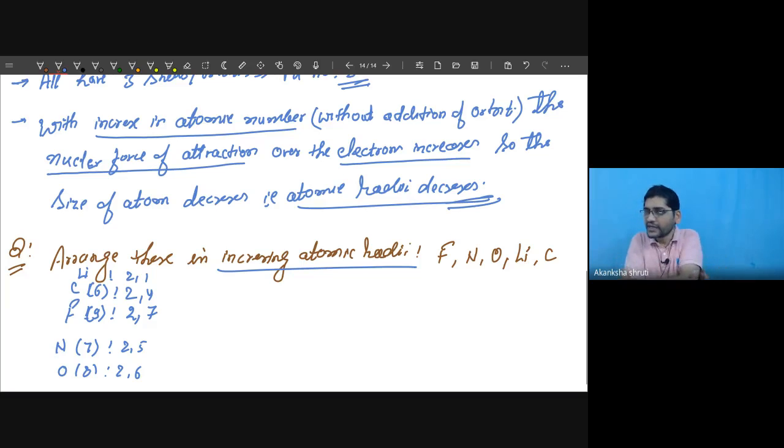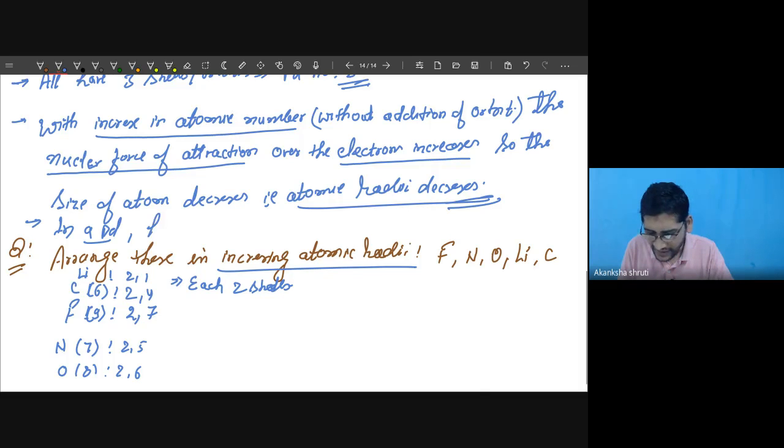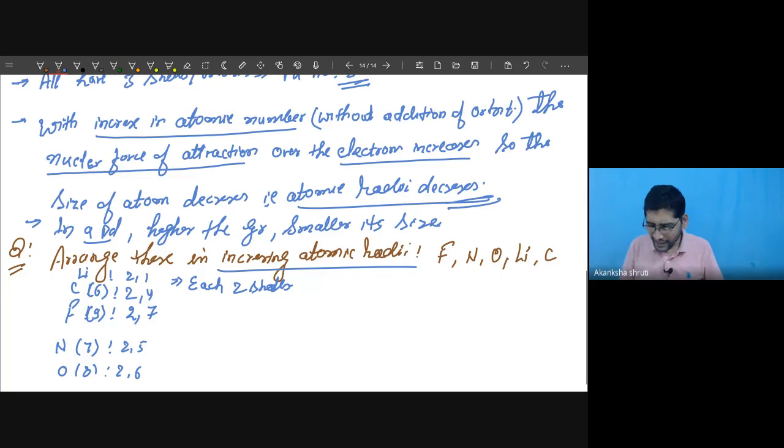Student, here we shall keep in mind all of these have 2 shells. So each has 2 shells. After these 2 shells, what comes into the picture? We shall look at which group it is lying in. So the higher the group, the smaller the size. So in the same period, the higher the group, the smaller its size. So that is the concept. Which one is lying in the highest group?